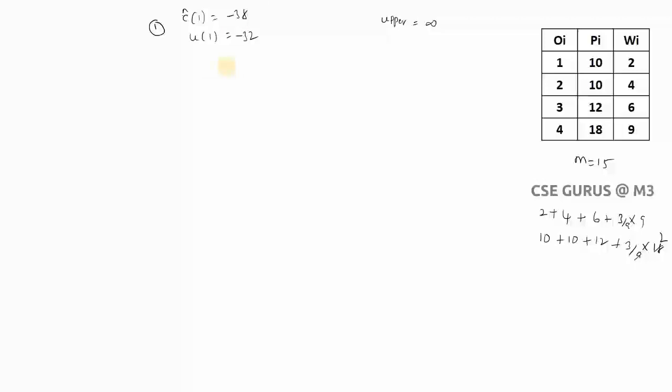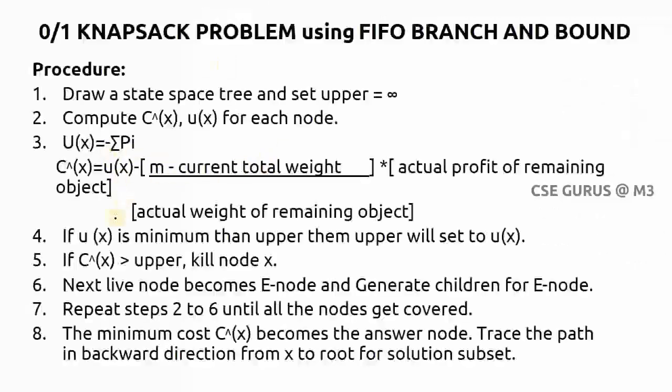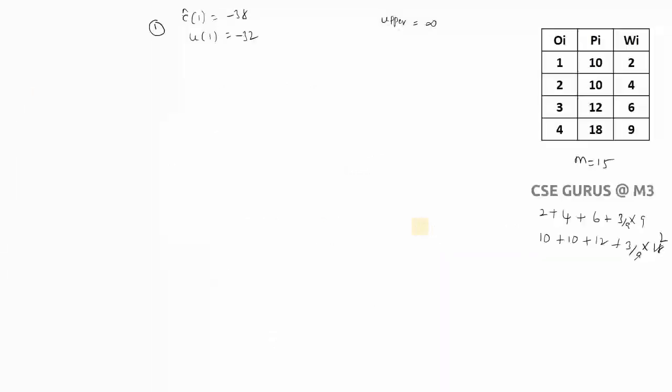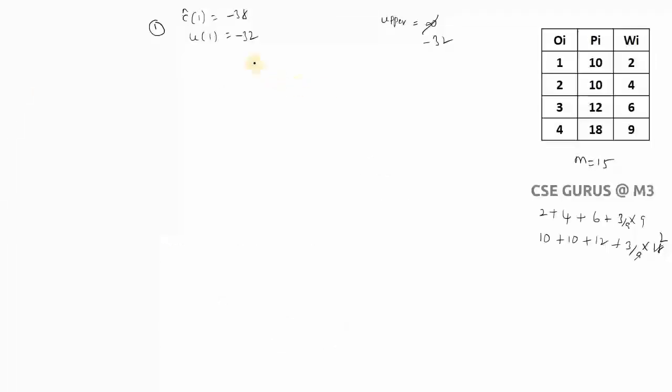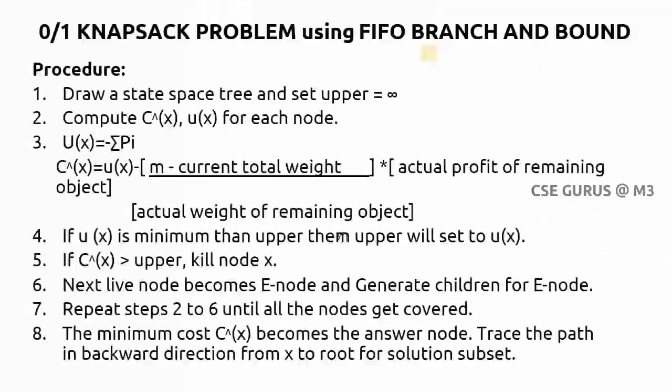Now the next step is, of course, if u of x is minimum, then upper will be set to u of x. So here the upper value is infinity, and u of 1 is minus 32. So I'll make this upper minus 32. Now if c cap of x is greater than upper, kill the node. So check whether c cap, minus 38, is greater than minus 32. No, so that's why we don't kill the node.